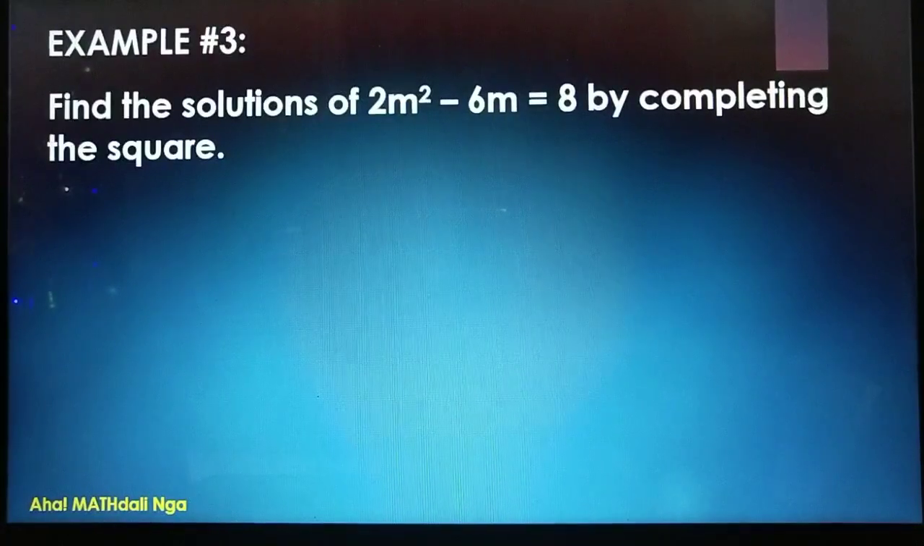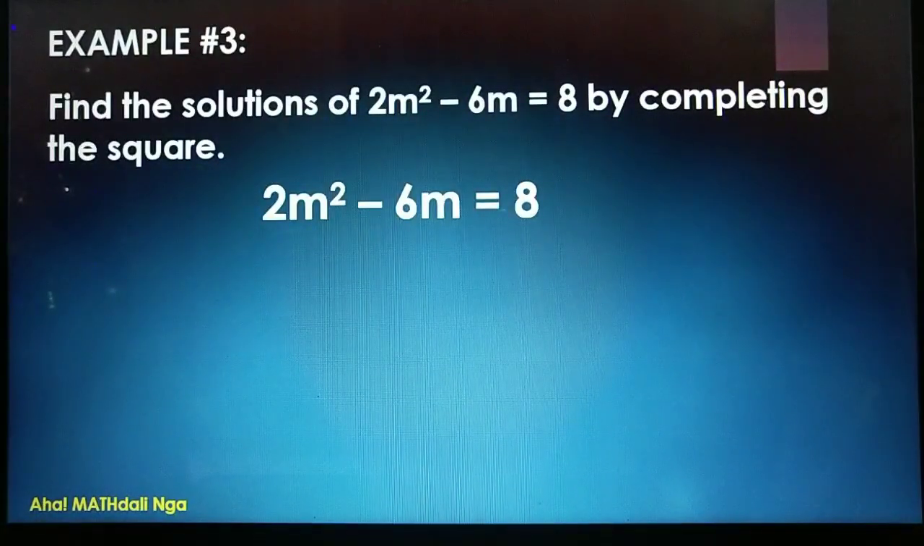How about this? Find the solutions of 2m squared minus 6m equals 8 by completing the square. 2m squared minus 6m equals 8. This is not written in standard form. As you can see, the constant term is already at the right side of the equation. And as you have observed, our leading coefficient is positive 2, which is greater than 1. So we will divide the whole equation by the leading coefficient, which is positive 2.